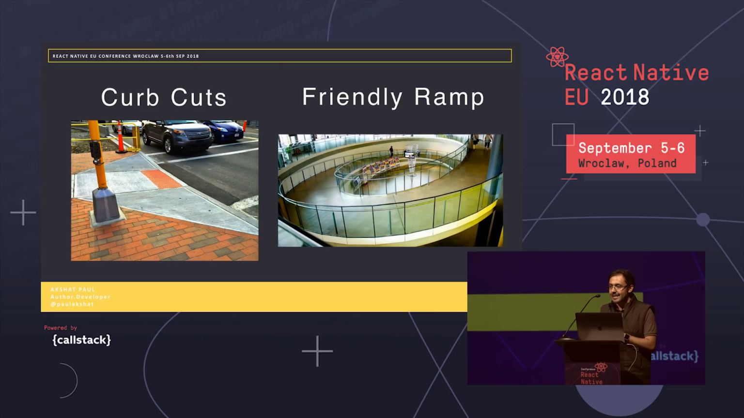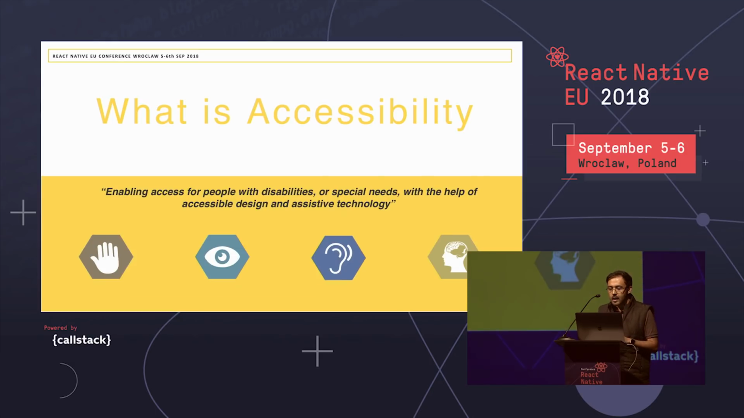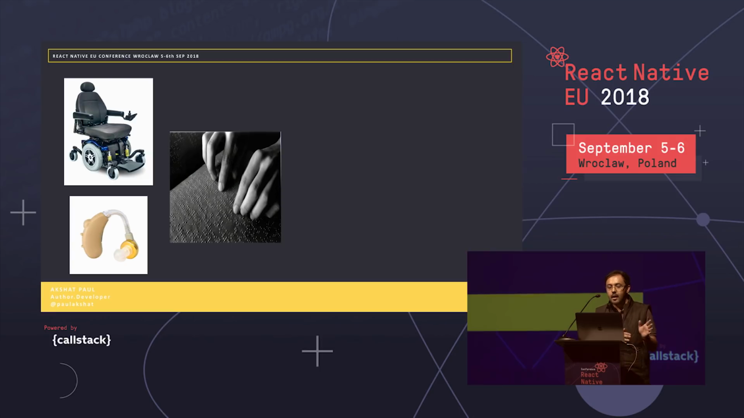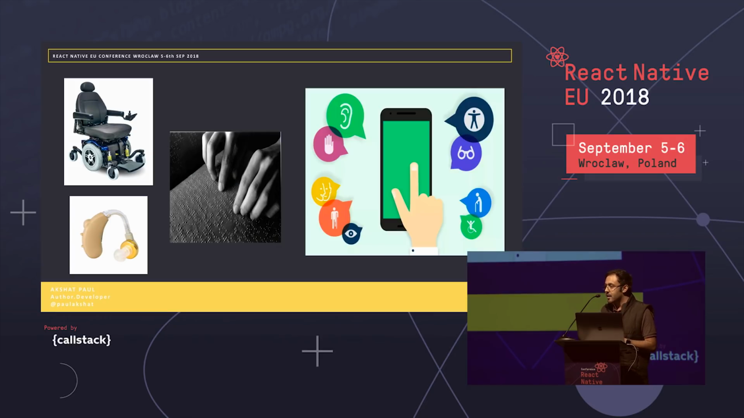But just an accessible design, which is also called universal design, when you are building anything, is not enough. There's also something called assistive technology. And true accessibility is enabling access for the people with disabilities, special needs, with the help of accessible design and assistive technology. What is assistive technology? A common example of assistive technology in the real world will be a wheelchair, hearing aid, braille. But there is one more member to it in this era, which is cell phones, smartphones, which are really making a difference in the world of accessibility.